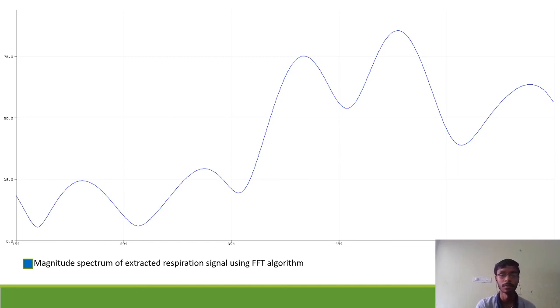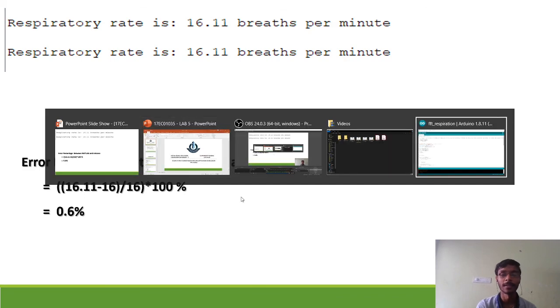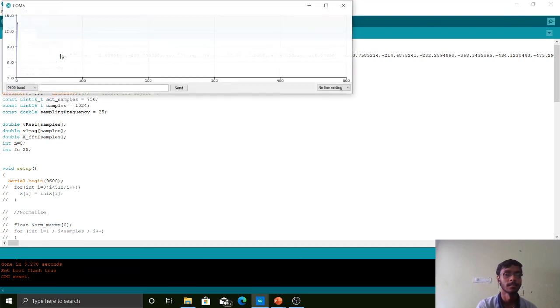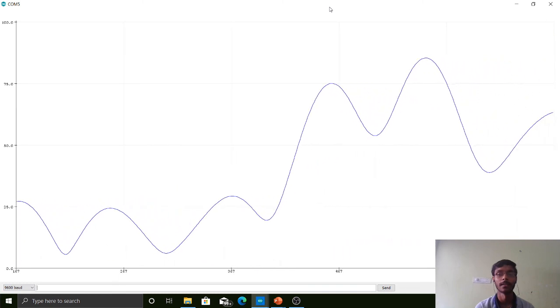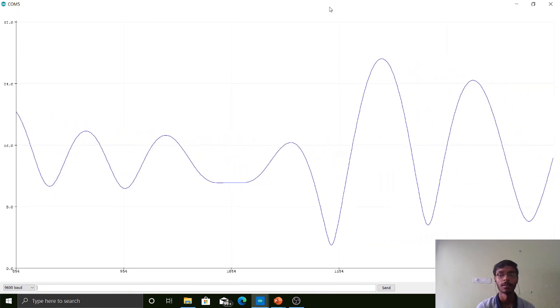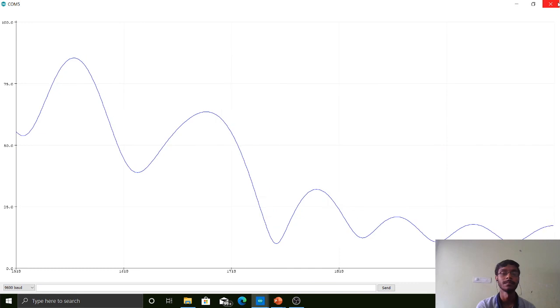This is one part. I will show you the total one in Arduino live, and we got 16.11. So the error is around 0.6% between MATLAB and Arduino. That's fine, so let's look at the Arduino implementation. See, this is the respiration signal we got in live Arduino. I am showing it because I could not take the whole plot in the serial plotter. You can see this is almost similar.